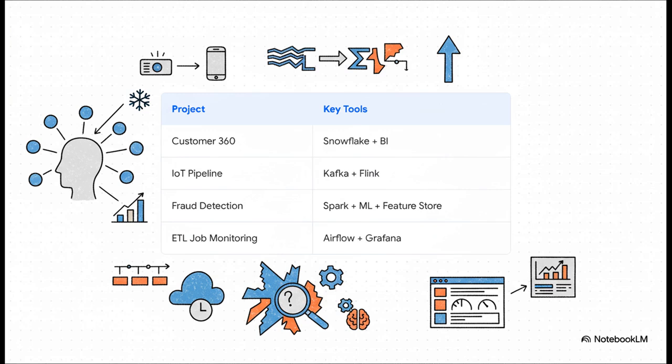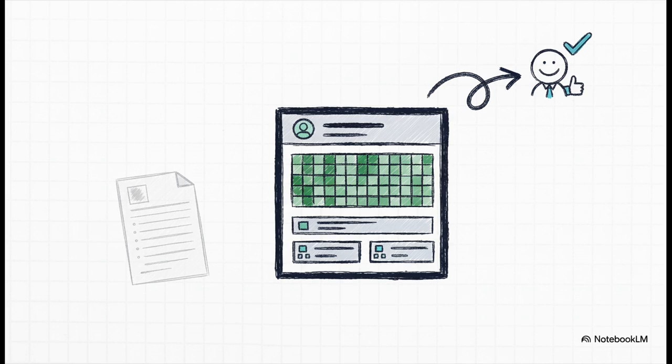How about a customer 360 dashboard using Snowflake? Or what about engineering a live IoT pipeline with Kafka? Maybe even build a fraud detection system. Projects like these show that you can take these tools and solve the real messy problems that companies are desperate to fix. But here's the step that everyone misses.